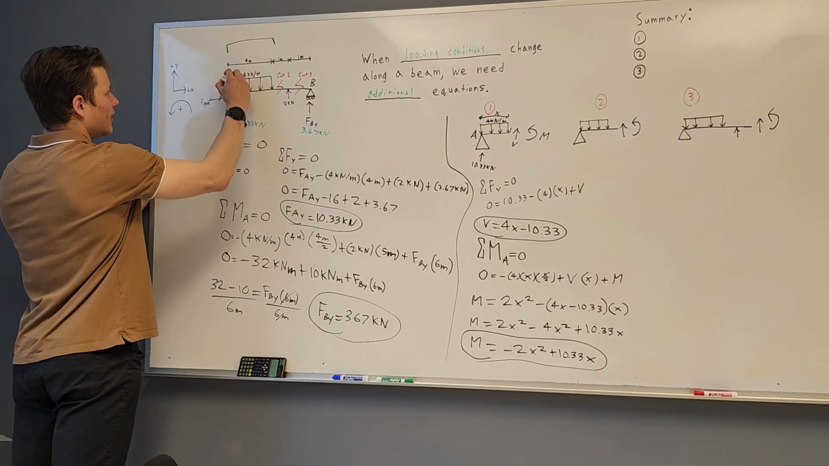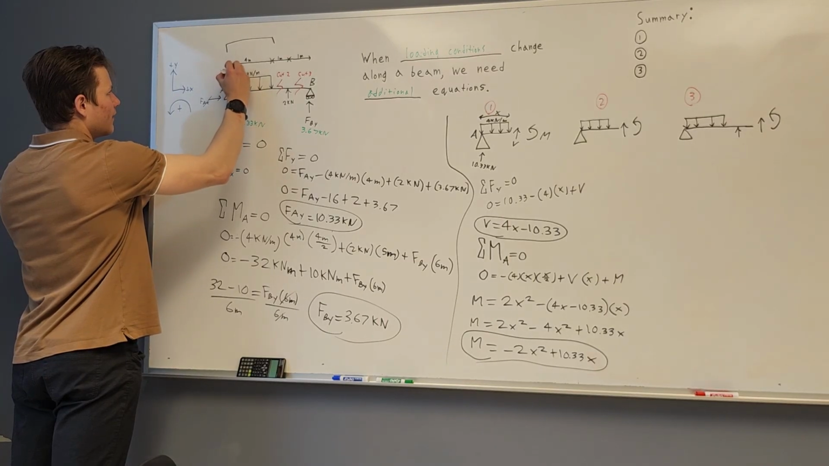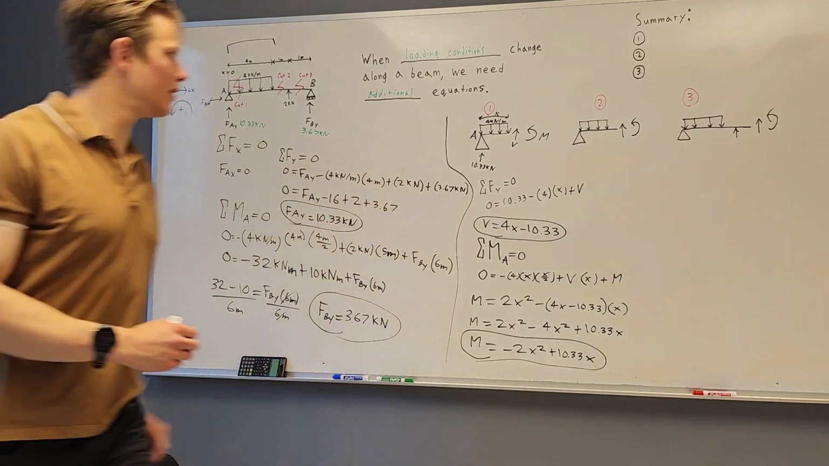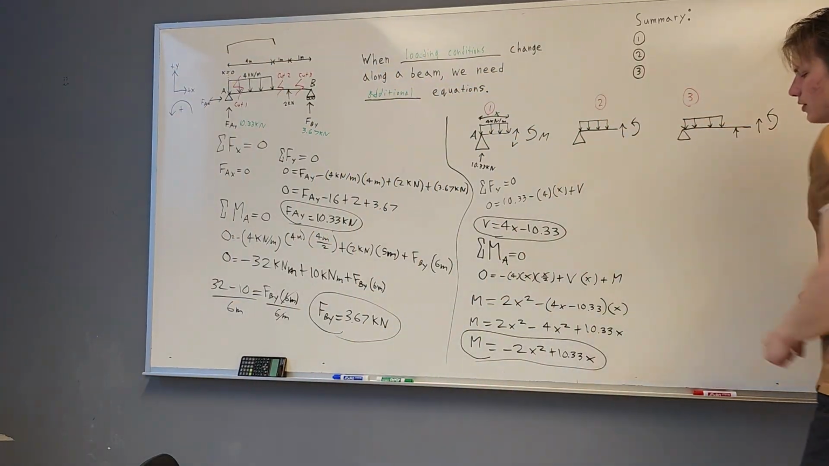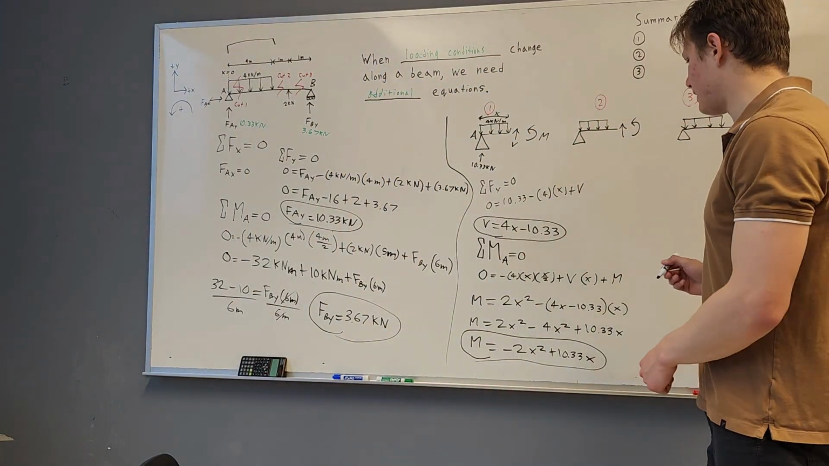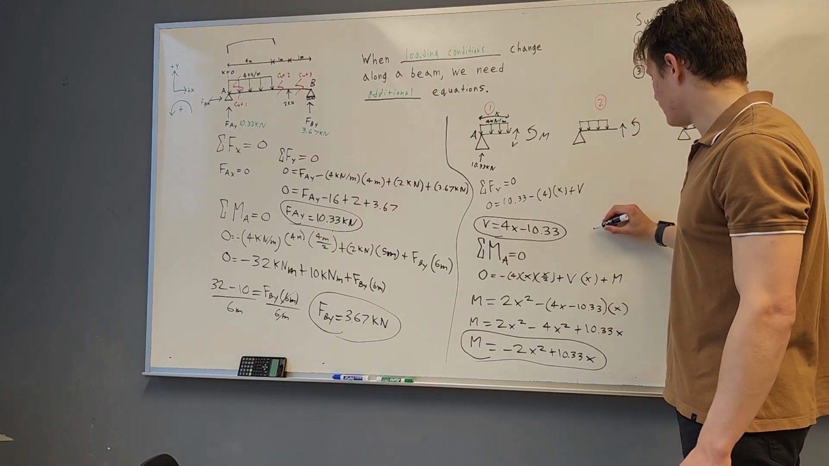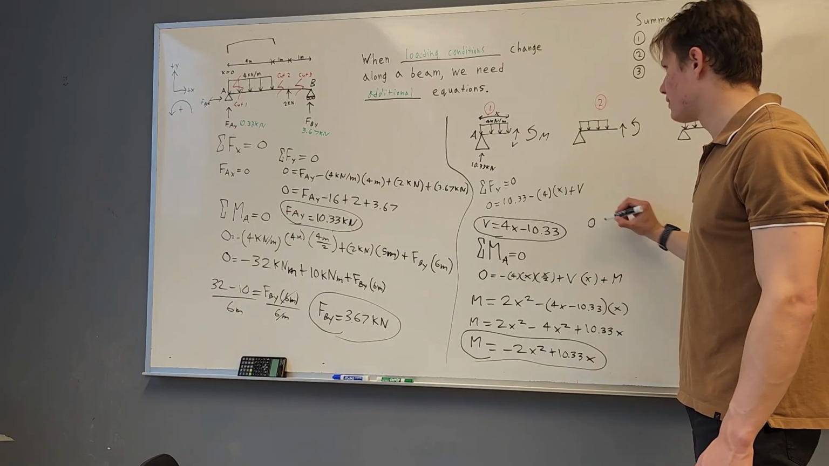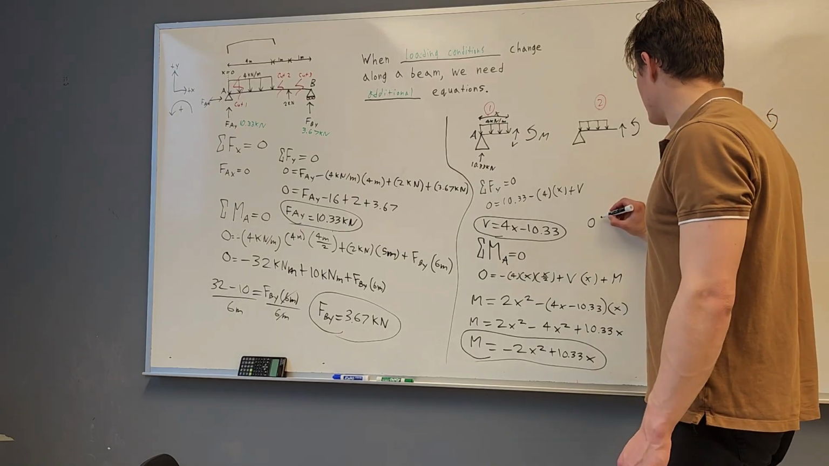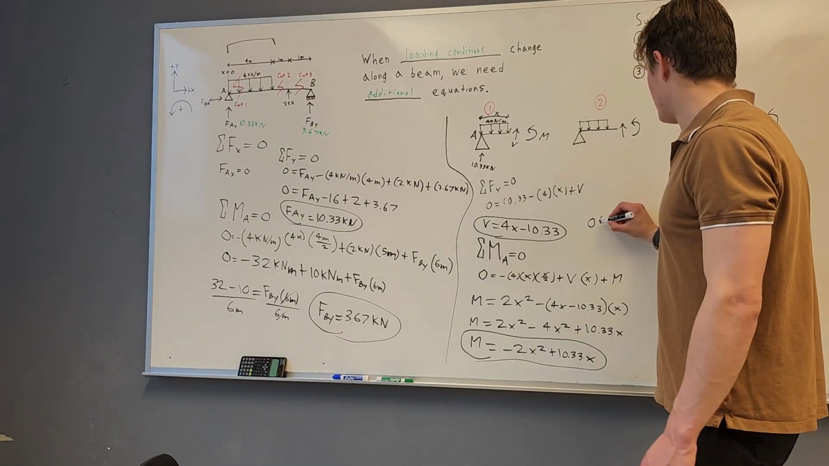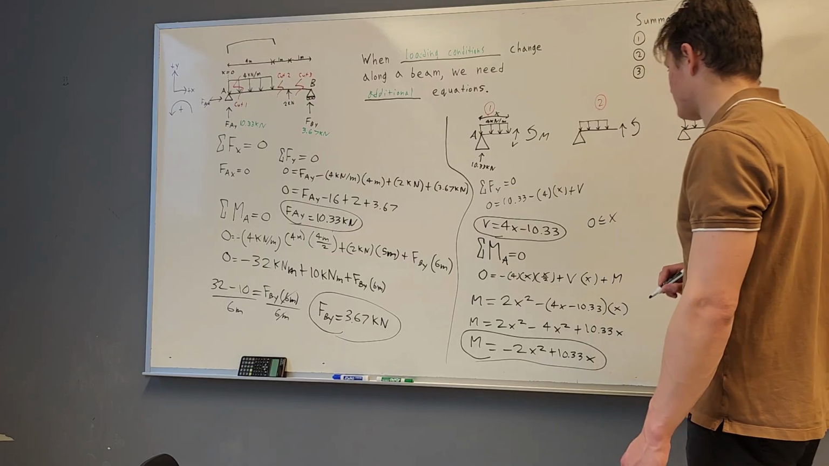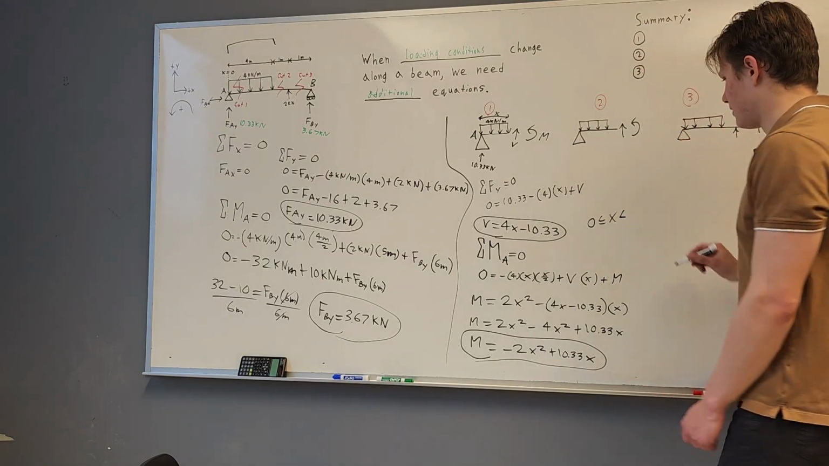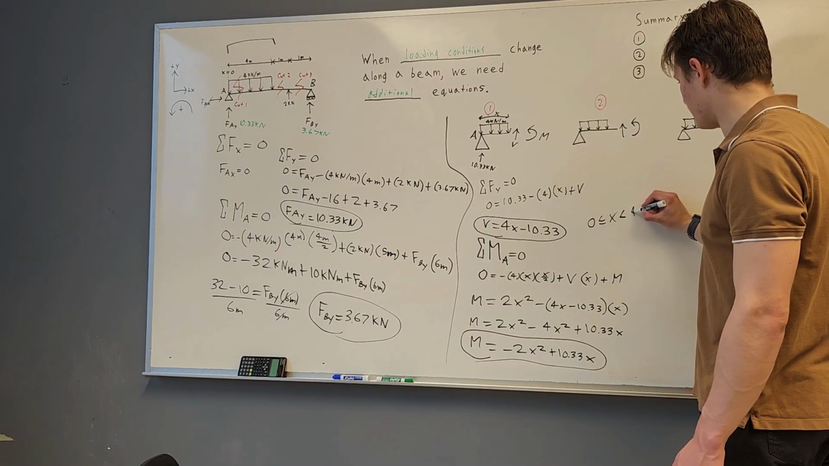Let's say x equals 0 is at our left support. So then this equation is valid for 0 must be less than or equal to x, which must be less than 4.